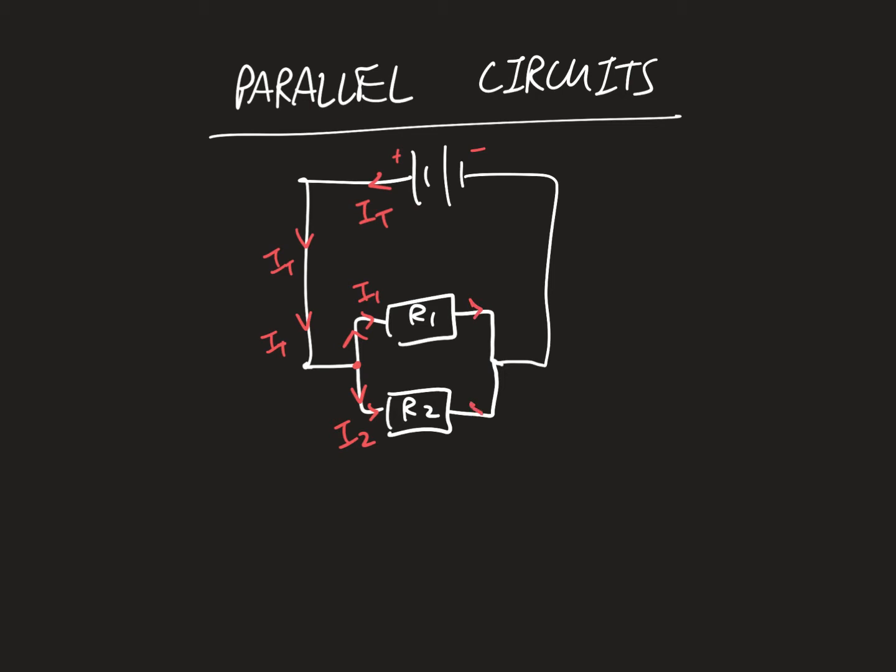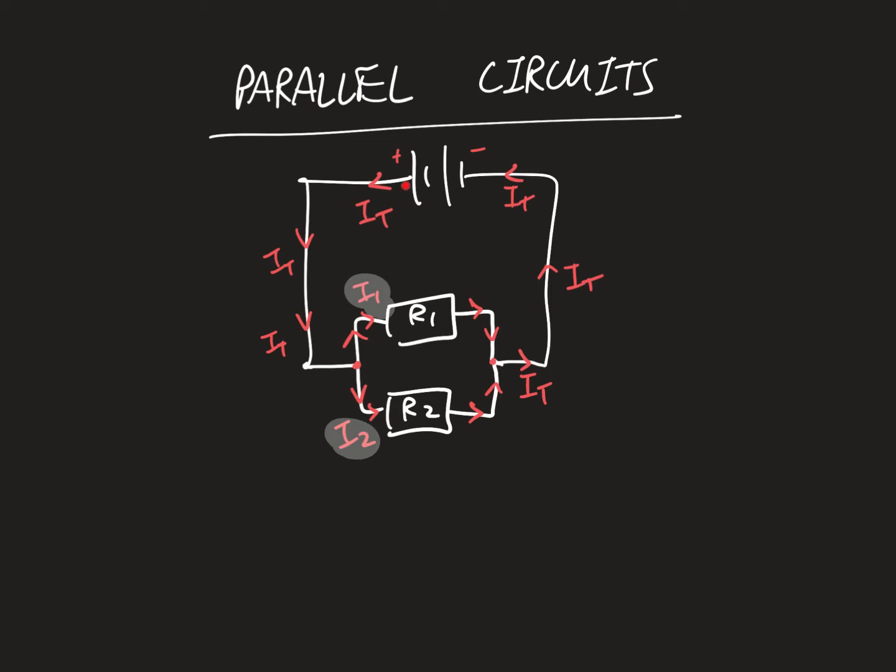Some current goes to R1, some current goes through R2. And then when they reach here, they have to recombine back to give me I total. And I total goes back to the battery. The key thing to note is this is I1 and this is I2. The current splits.